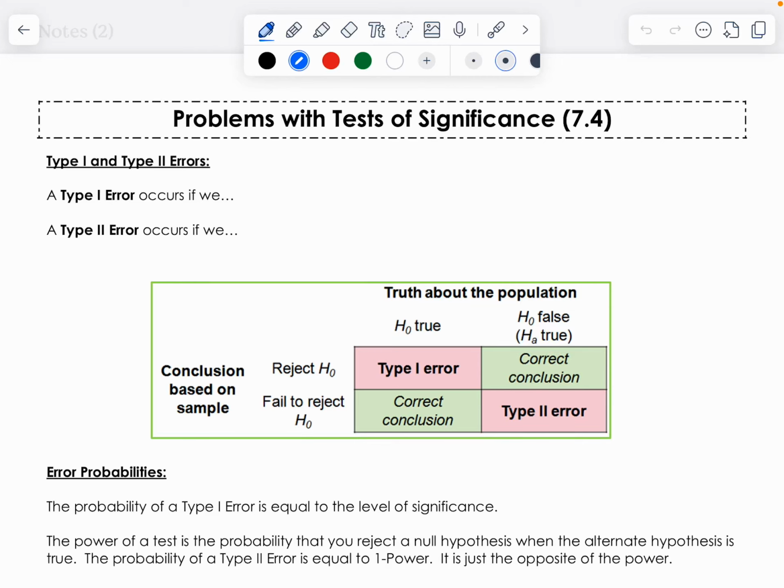Okay, so we finally made it to our last set of notes for Unit 7. And this set of notes talks about two common problems when we do tests of significance. And so let's just think again about what a test of significance does, right?